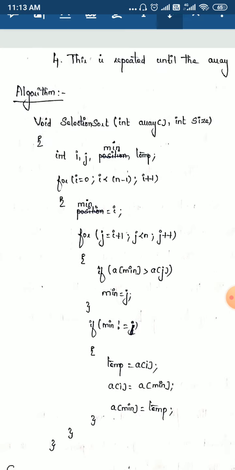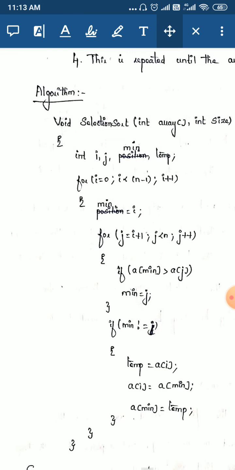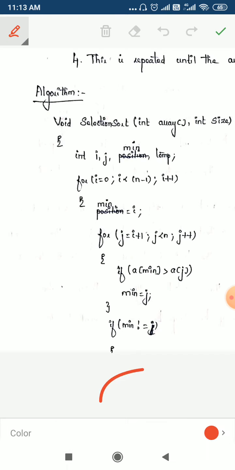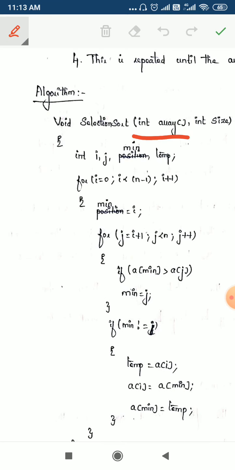So here I am using the array name as int array, and size as int size, right? So here we are having two arguments. Then, in the algorithm they are given as position, but we are going to point out the minimum value there. So I am using it as a min variable, right? So we have to declare the necessary variables for this function selection sort.